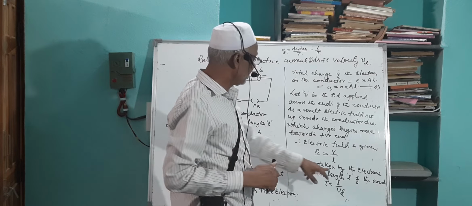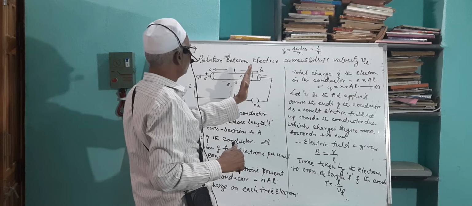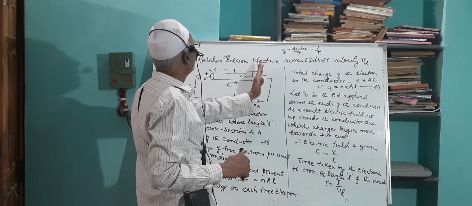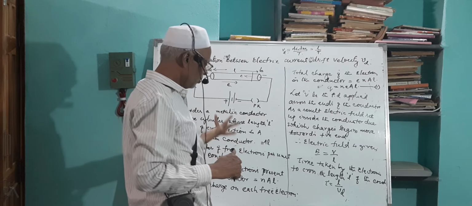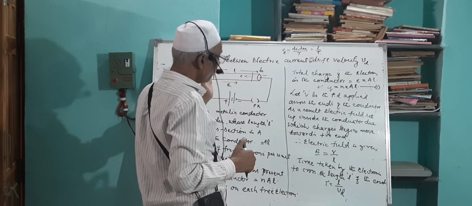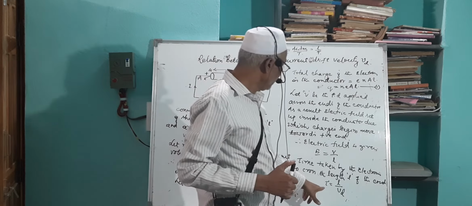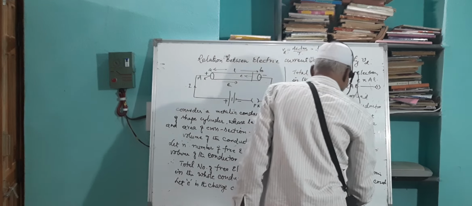Here L represents the length. With this time, all the electrons move from end A to end B. The time taken to move the charges from B to A is tau = L upon Vd. You can call this equation 2.